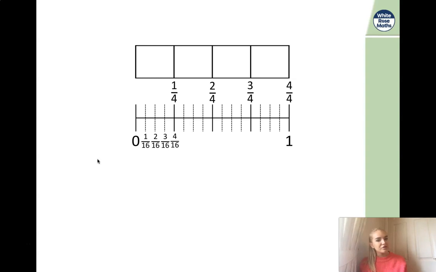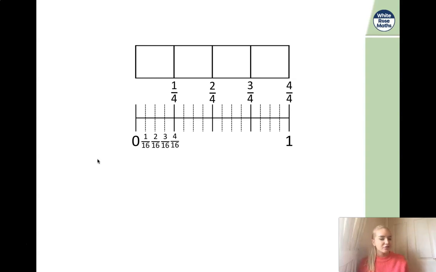Now we want to work out how many 16ths is equivalent to 1/4, and we can start counting them because we can see that here is 1/16, 2/16, 3/16, 4/16, and look, I've landed on my 1/4. So what is equivalent to 1/4? 4/16 are equivalent to 1/4. Can you work out how many 16ths are equivalent to 2/4, 3/4, and 4/4 just by looking at this number line? Pause the video and have a think.